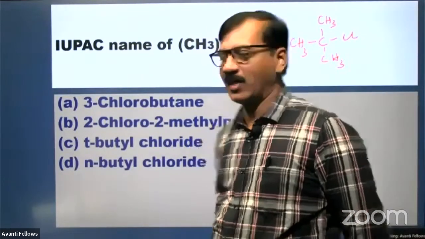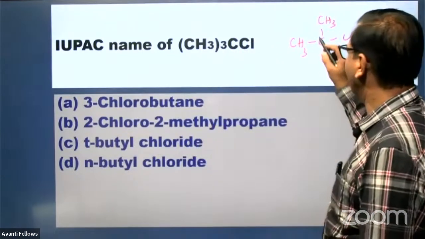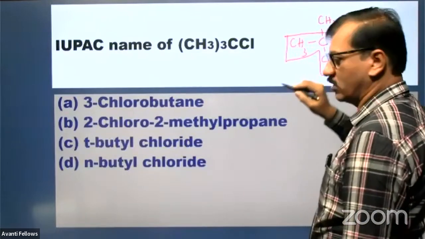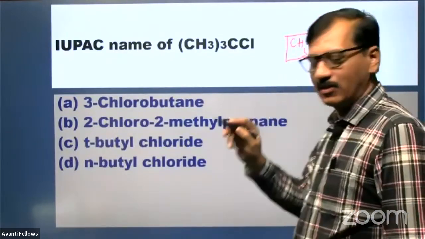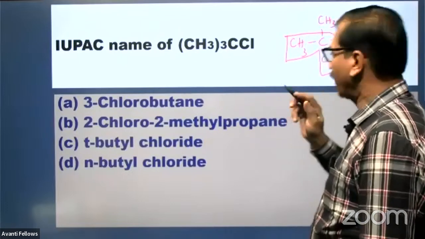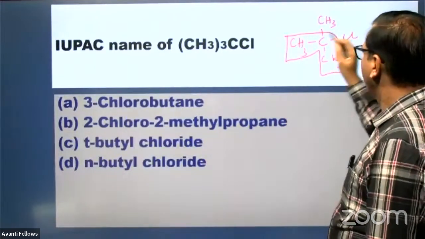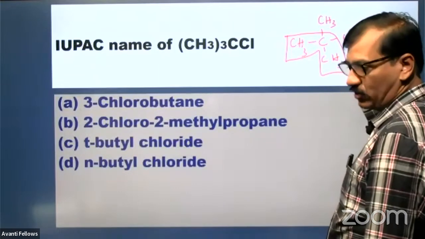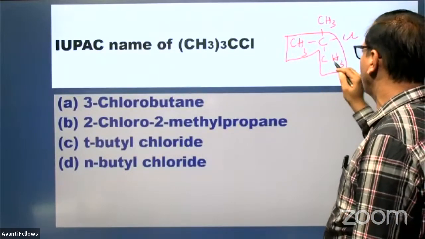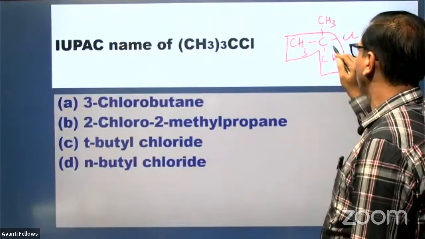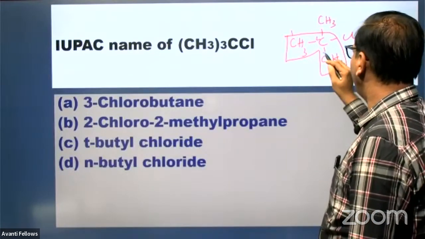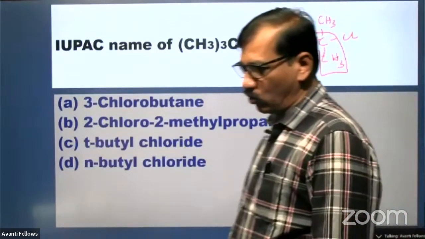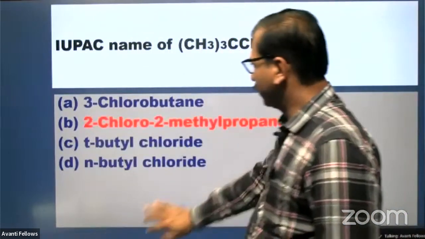When the IUPAC name is asked, you have to choose the longest carbon-carbon chain. This is likely to happen in objective type questions, so don't be in a hurry. This is tertiary butyl chloride, which is right, but the IUPAC name uses the longest carbon chain. First carbon, second carbon, third carbon: 2-chloro-2-methyl propane is the answer.